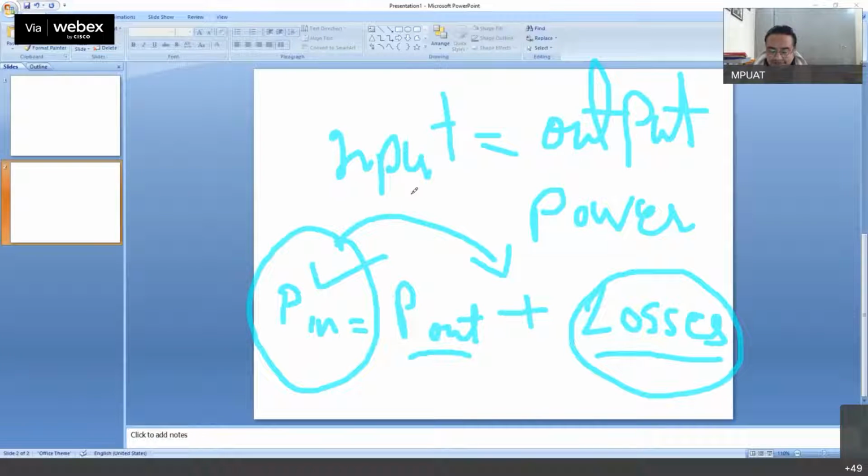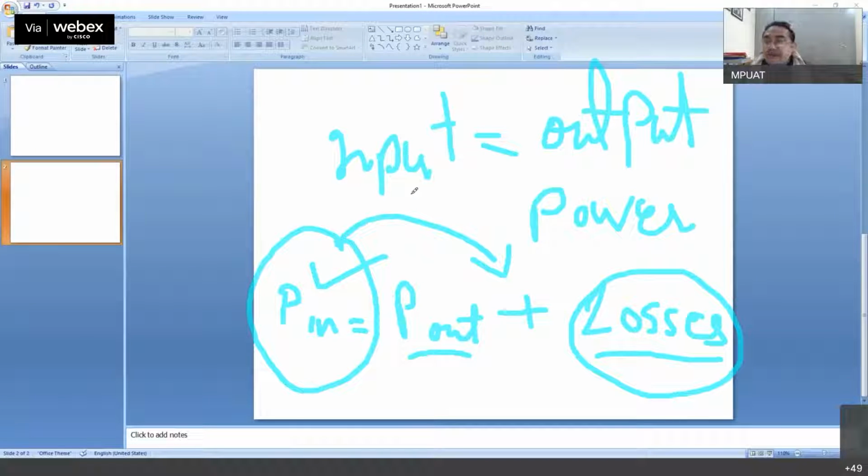Transformer is a static device which transfers electrical energy or electrical power from one circuit to another via magnetic field. Mind it, again I am using the word via magnetic field. This is a special device which is not transferring through the conduction process, but transferring electrical power from one circuit to another via magnetic field. So input power is being taken by the magnetic field, and that magnetic field transfers it to the other circuit, and then the current and voltage start flowing in the other circuit.